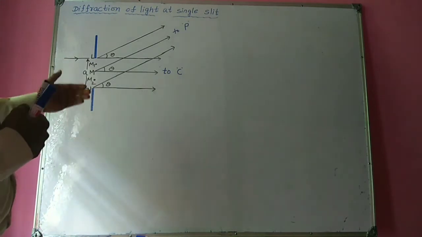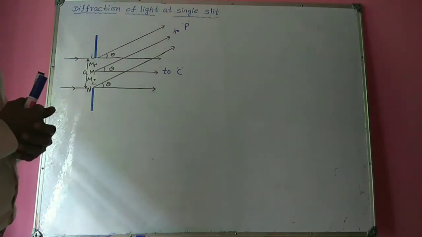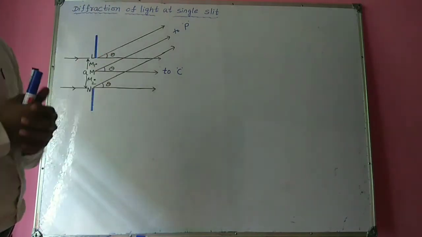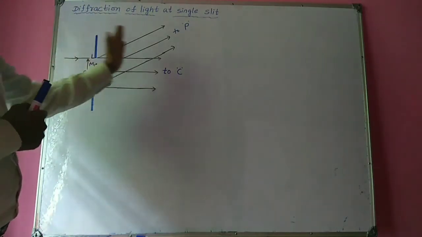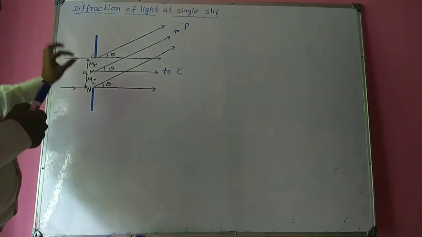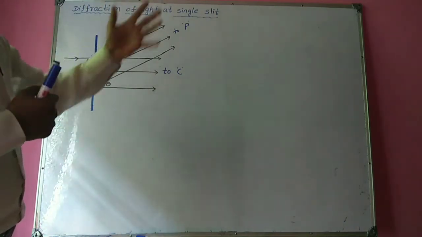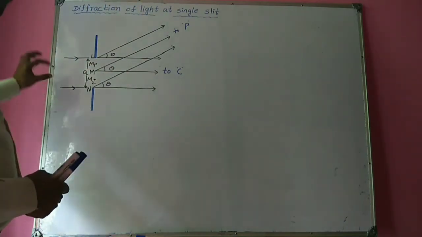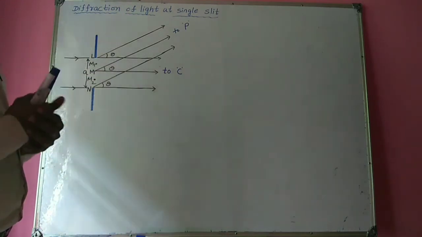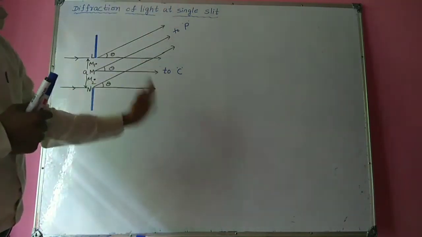Now, according to Huygens principle, we know that every point on the wavefront acts as the source of secondary wavelets, and the secondary wavelets spread out in all directions with the speed of the wavefront. At the slit, each and every part of the wavefront acts as the source of secondary wavelets. Now, when the plane wavefront is incident on the slit, it gets diffracted, and the diffracted light is focused on the screen.